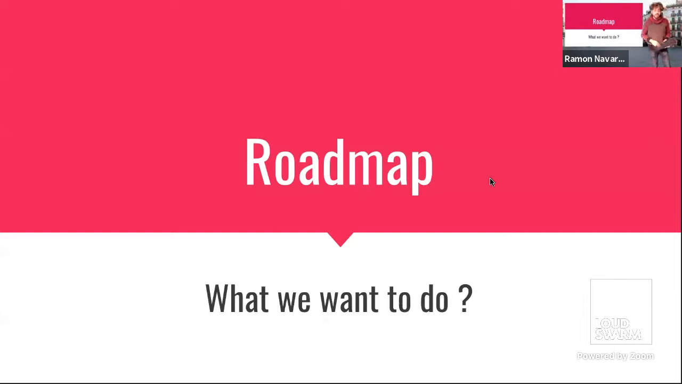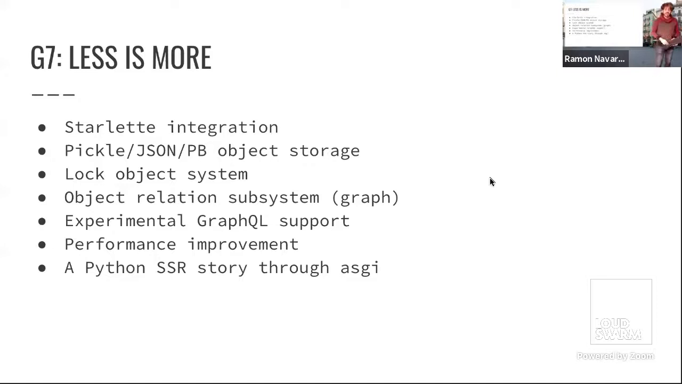G7 is coming. We are already starting the branch from Guillotina 7. We still continue with the idea of less is more. We want to integrate properly with Starlette. We want to store, instead of pickles, also JSON and protobuf objects, having a lock system, and a GraphQL experimental add-on or in the core. And we are going to create also a relation subsystem. And Jordi wants to integrate server side rendering on the test.